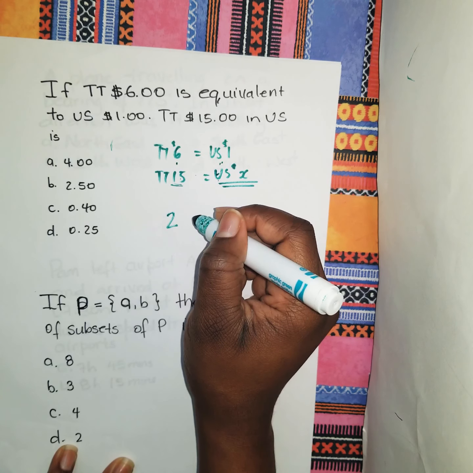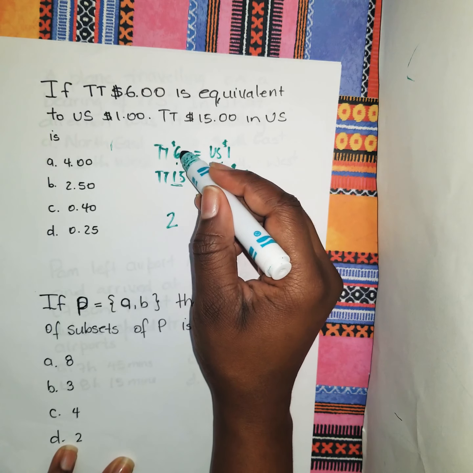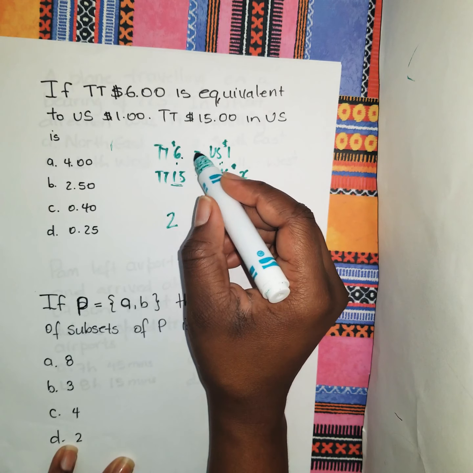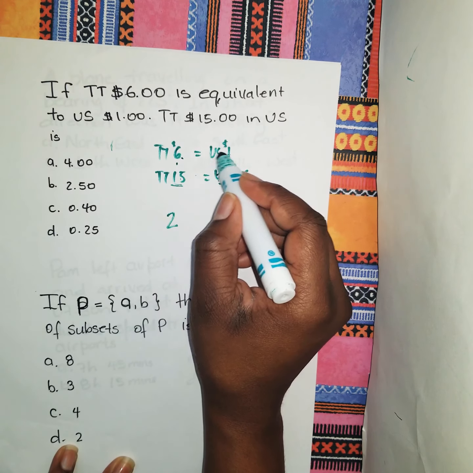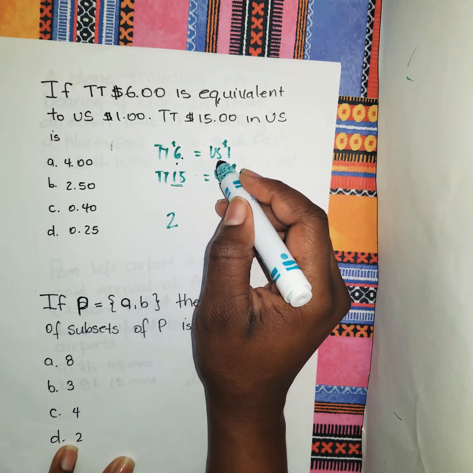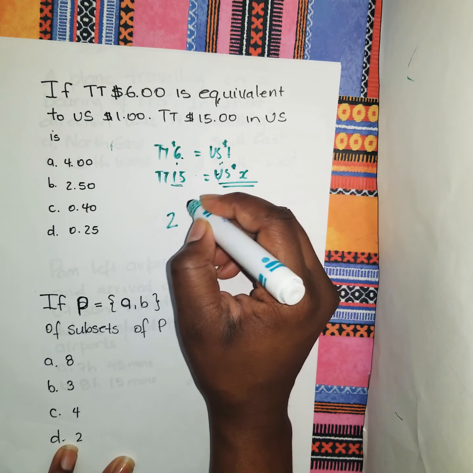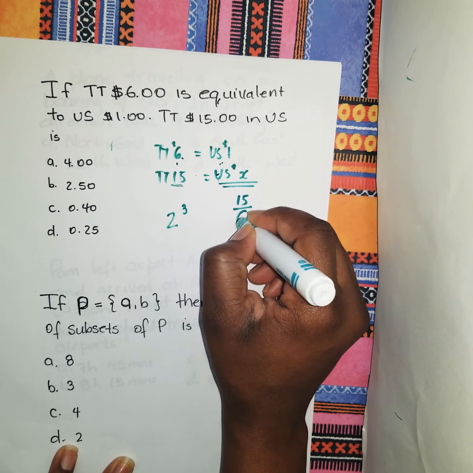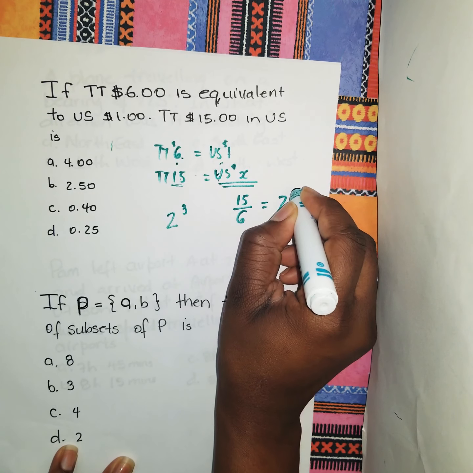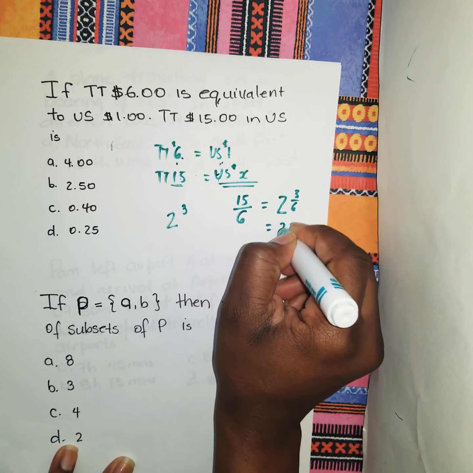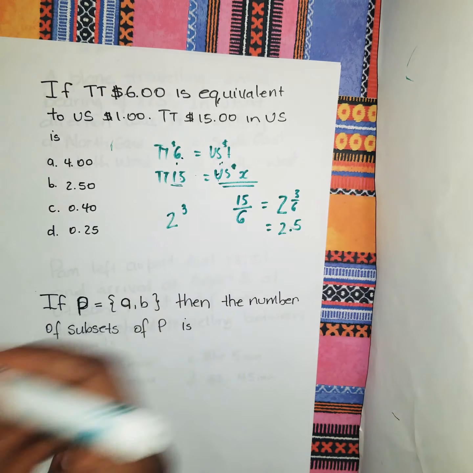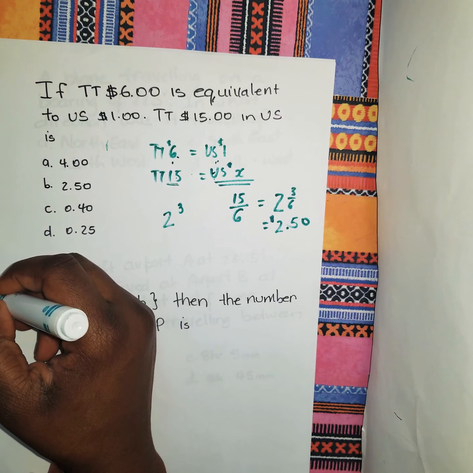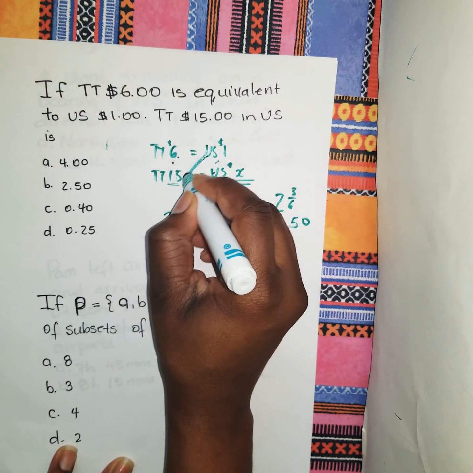So you will be left with, let me say it better. 1 TT is $6, so 2 US in TT would be 12 TTs. All right, so we're going to be left with 3. So basically 15 divided by 6. It's going to be 2 and 3 over 6, the same as 2.5, but it's money, so it's $2.50. If you want to use this method, you could cross multiply.